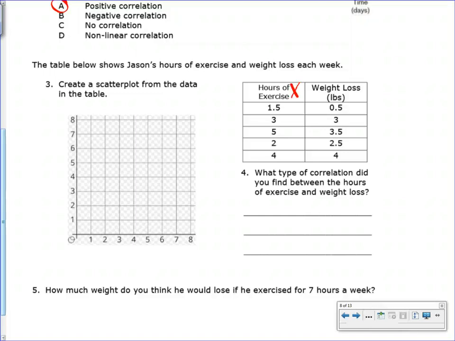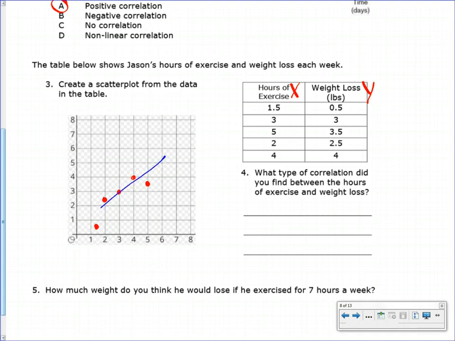Hours is our x, weight loss is the y. So we're going to put our hours along our x-axis. So our first point is 1.5 and 0.5. So 1.5 and 0.5. We're going to put a dot right there. 3 and 3. 5 and 3.5. 2 and 2.5. And then 4 and 4. So there's our scatter plot.